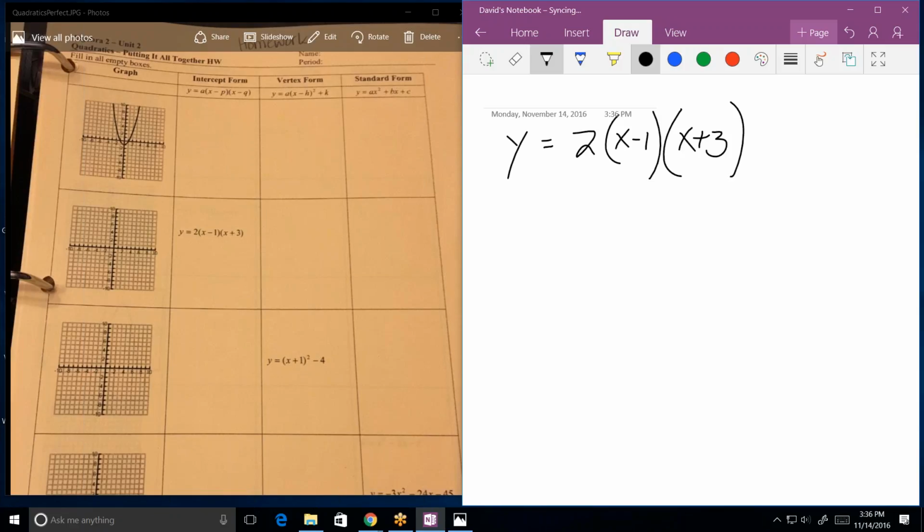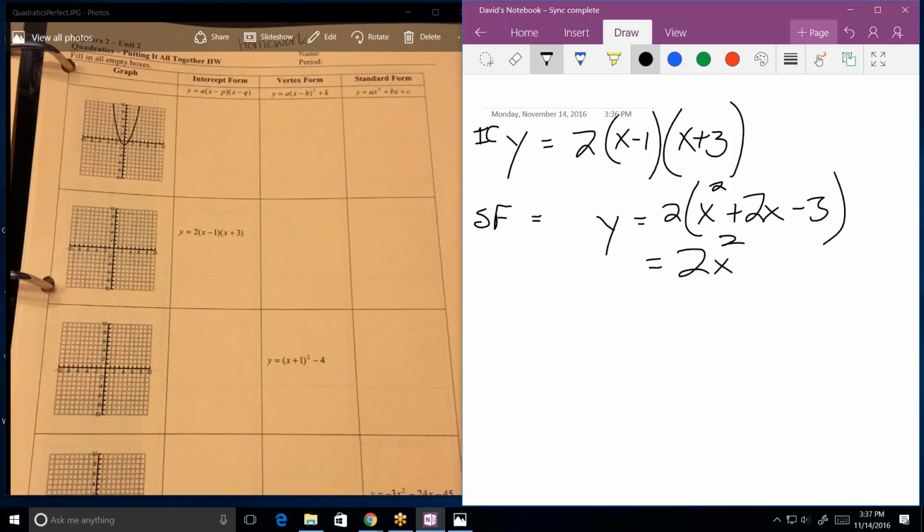Now, how would you get the vertex format and the standard format? And I will tell you the standard format is the easier one to get. Yep. So what you can do is you can multiply the x minus 1 and x plus 3, and then multiply whatever you get by 2, and then you can complete the square. Then that gets you standard form. Hold on a minute. I think you're right on. That's plus 2x minus 3. Multiply it out. And you're right. That is standard form.